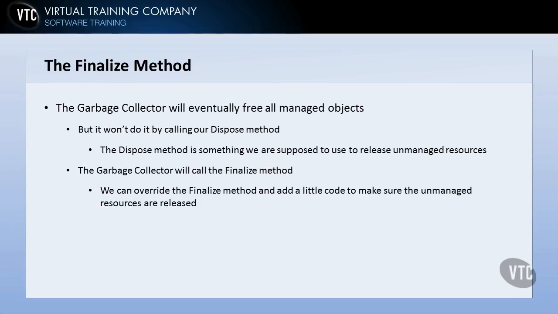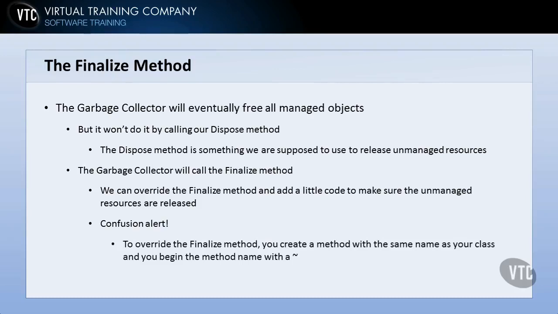Now, let me give you a confusion alert here, like you need one, right? To override that Finalize method, you don't actually use the name Finalize. You create a brand new method with the same name as your class name, and you begin the method with a tilde, a squiggly, whatever you want to call it, and it's that little character right there. It's usually the upper left corner of your keyboard up there near the 1 key. You have to shift to get it.